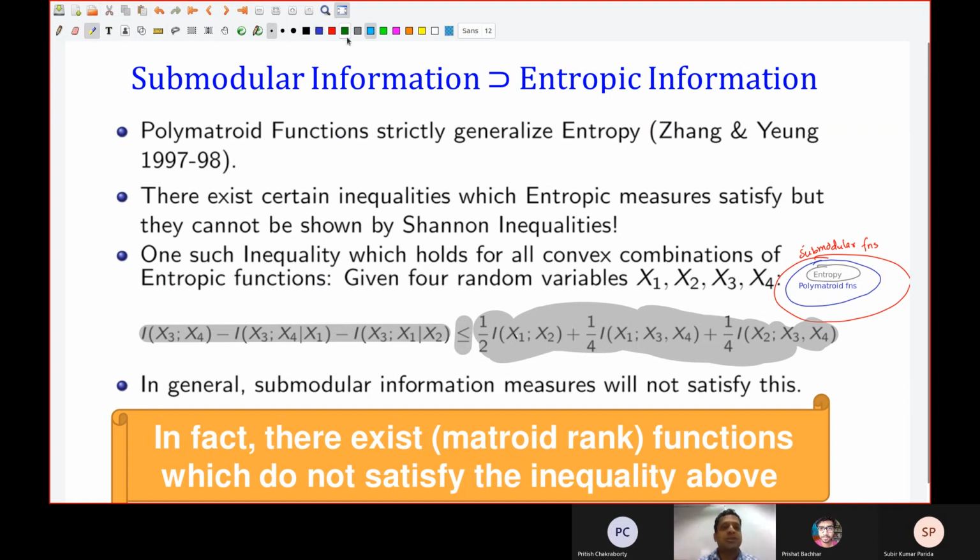So now we have gone ahead from entropic information, which includes all these gain functions, mutual information, KL divergence if you want, and so on. And now you're going to submodular information. In fact, there exist polymatroid functions, matroid rank functions, which do not satisfy the inequality above.